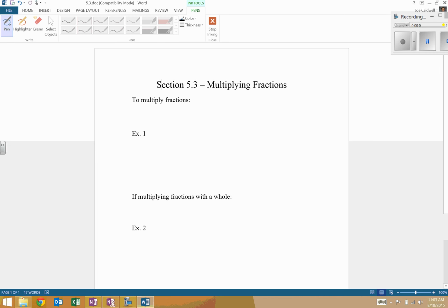All right, multiplying fractions might be the easiest thing to do. I think you'll find it easier than adding and subtracting. So to multiply fractions, let's say we have 1/3 times 5/6, all you do is multiply the tops, multiply the bottoms, and reduce. So 1 times 5 is 5, 3 times 6 is 18. That's your final answer.